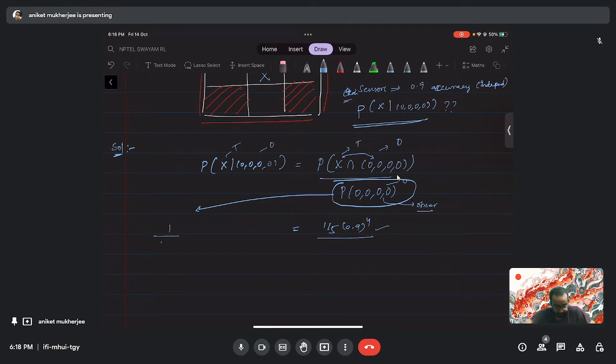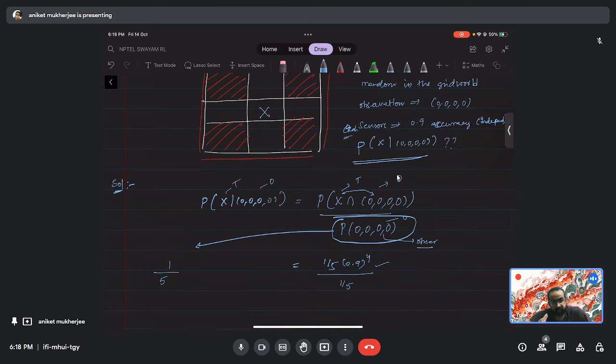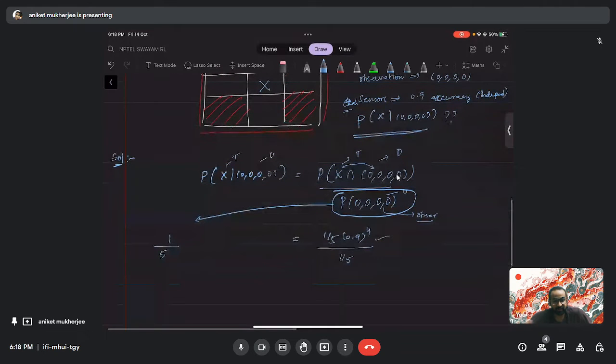So as per you, okay. I'll tell you maybe why it is wrong, because you need not observe 0, 0, 0, 0 only when you are at 0, 0, 0, 0. You can observe 0, 0, 0, 0 even when you are not at 0, 0, 0, 0. Right. The sensor accuracy comes into play here.